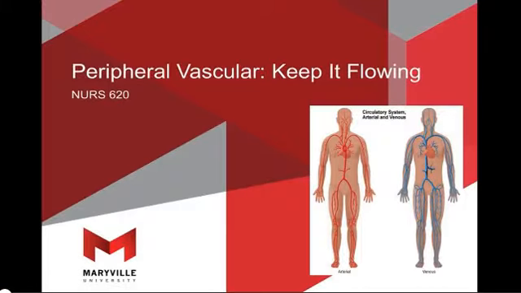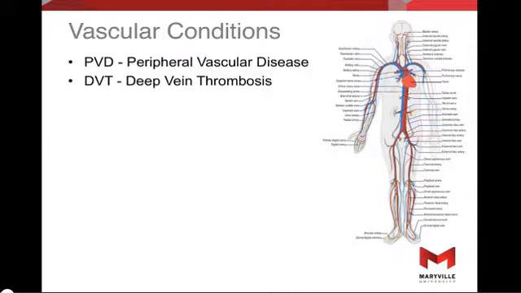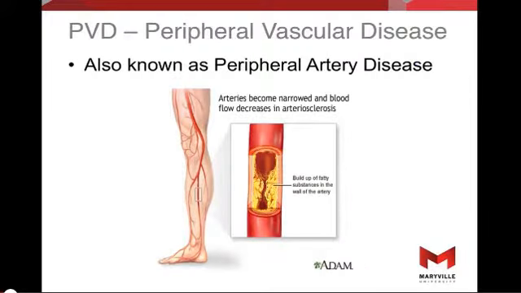So we're going to talk about peripheral vascular disease. So vascular conditions, there's peripheral vascular disease and then there's deep vein thrombosis. And we're going to cover both of these in this lecture.